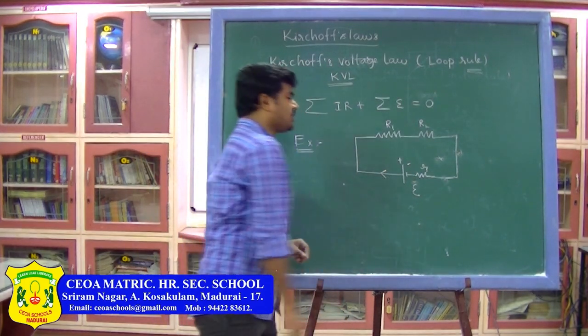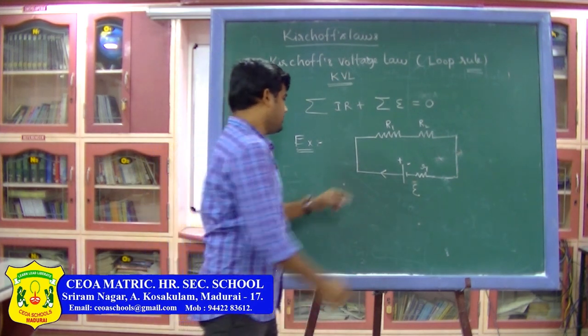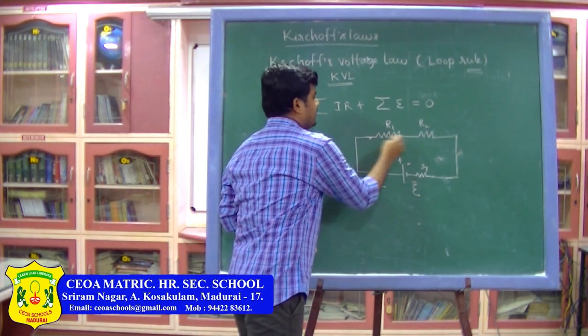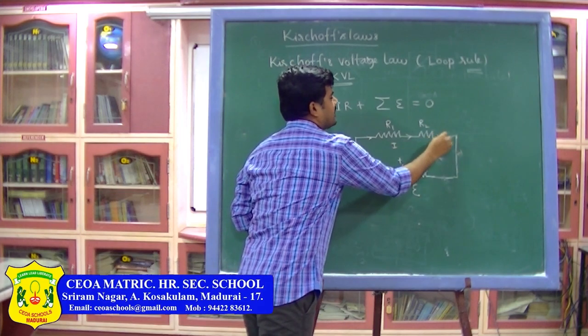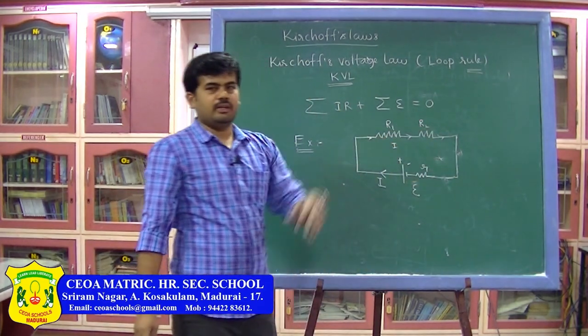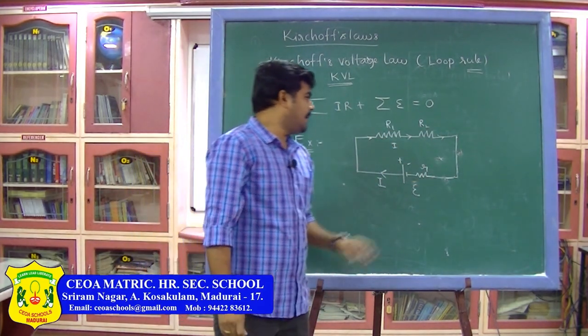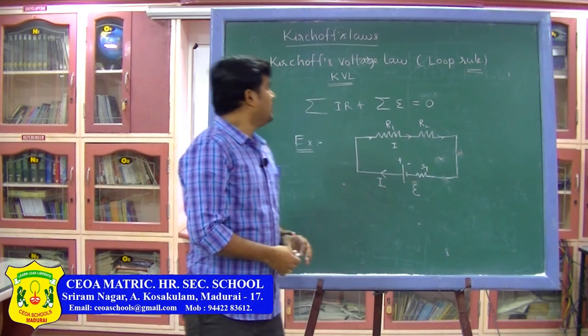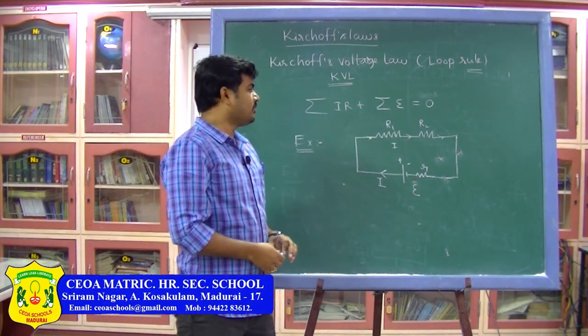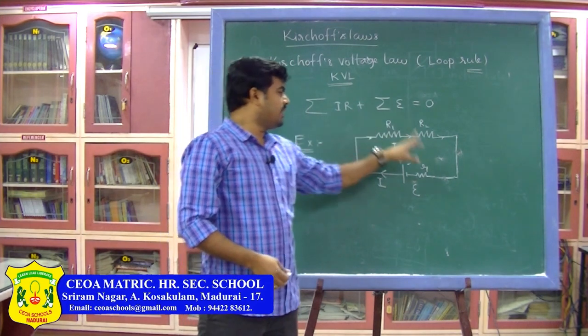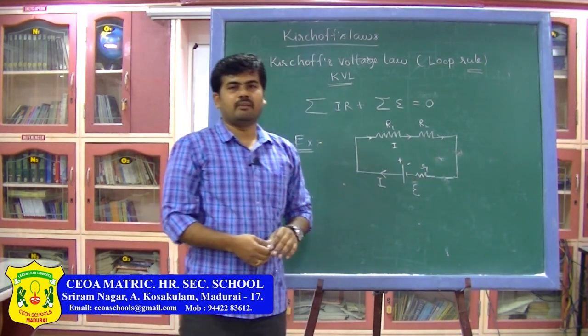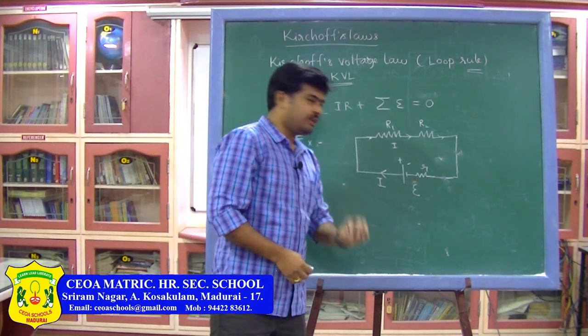Always, current starts from the positive terminal of the battery. So this is the current in the circuit, and this is the current flowing in each resistor. Because they are in series, the current is the same in each resistor. Now, according to Kirchhoff's voltage law, the algebraic sum of potential drops and EMFs in a loop is always 0. First, let me tell you what a loop is.